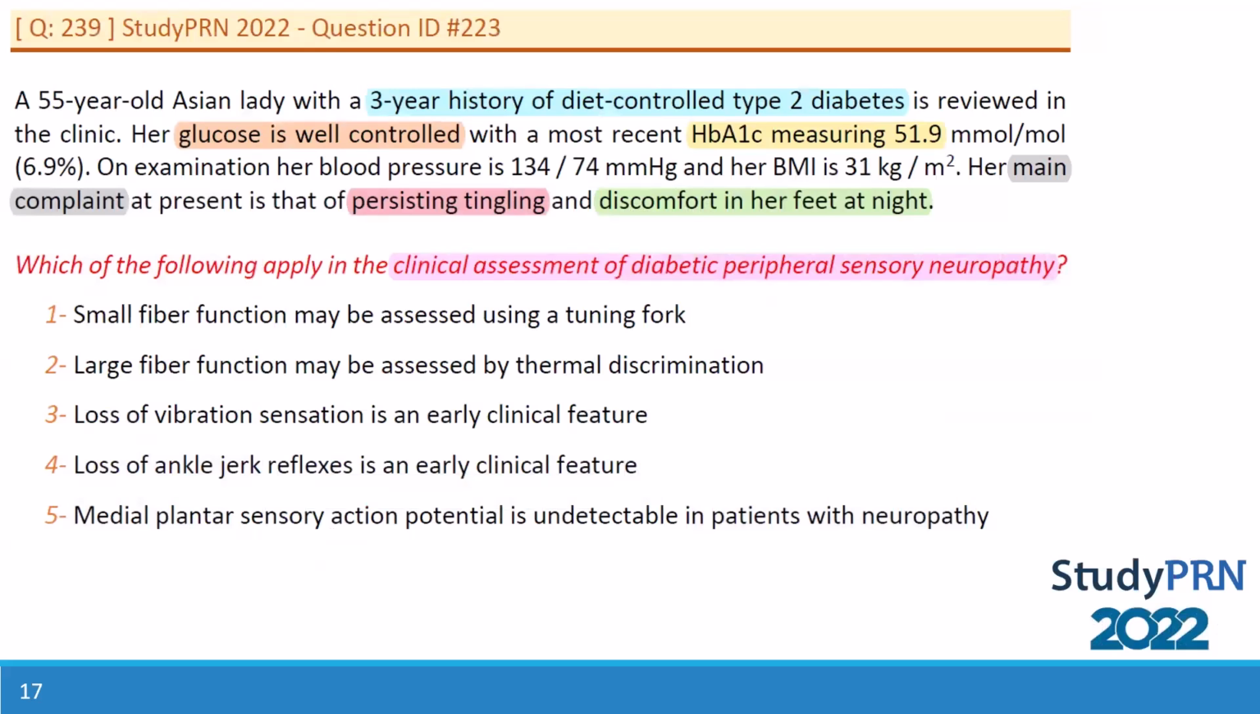Another question relates to the clinical assessment of diabetic peripheral sensory neuropathy. A patient with a 3-year history of type 2 diabetes mellitus, hemoglobin A1C is 51.9. The main complaint at present is persisting tingling and discomfort in her feet. How to assess tingling and discomfort? By which tool?